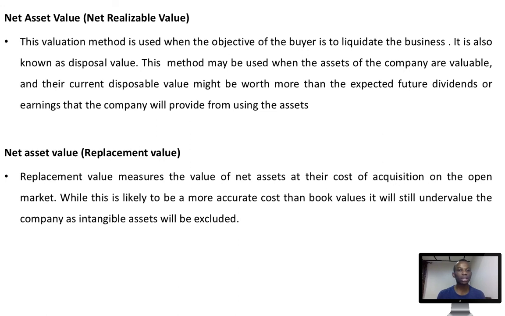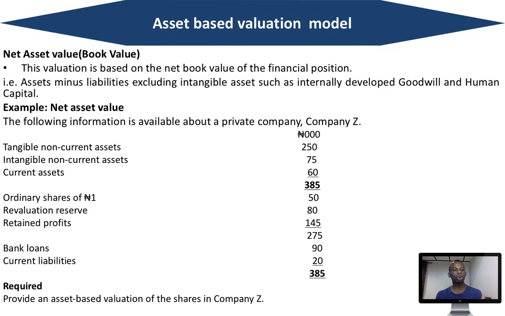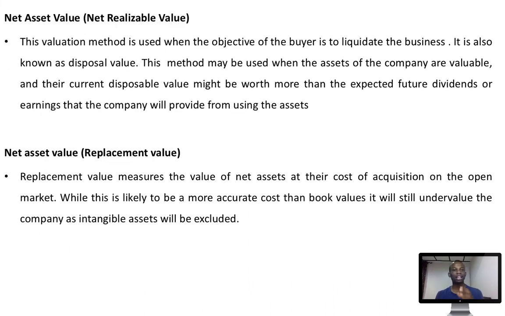Now, the next one is the net realizable value. Net realizable value follows the same concept as the book value. But in this net realizable value, we are not going to use the balance sheet value. What we are going to use is the net realizable value. If this asset is to be liquidated today, if this asset is to be sold today, how much are they going to get from selling? What is the disposal value? Now, the disposal value is what will be in replacement for the book value. So instead of using the tangible non-current asset of 250, we look at the disposal value. It could be 100, it could be 150. So that's what you use for net realizable value.